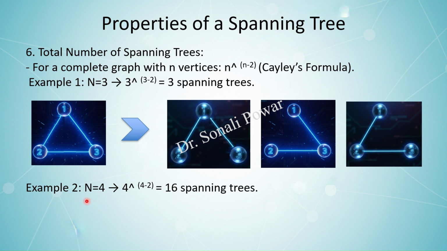Consider the value of n is 4. It means the graph contains 4 vertices. Then the maximum number of spanning trees will be 16.